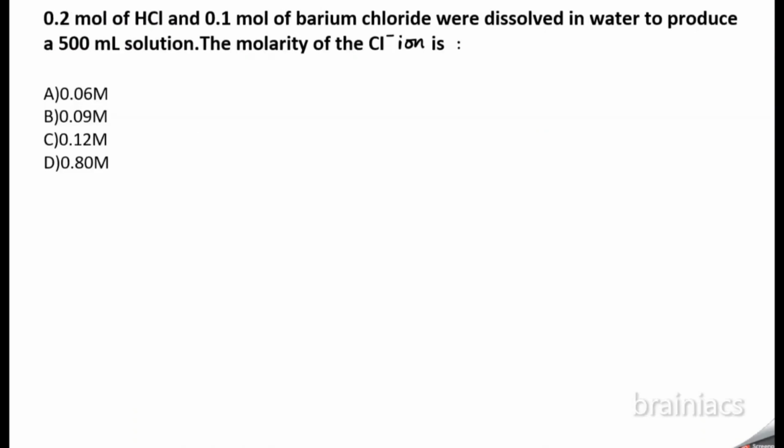Let me read the question. 0.2 mole of hydrochloric acid and 0.1 mole of barium chloride were dissolved in water to produce a 500 ml solution. The molarity of the chloride ion, Cl minus, is. So this is the question. You have hydrochloric acid and barium chloride, BaCl2. These two are dissolved in water, and the final solution is 500 ml.